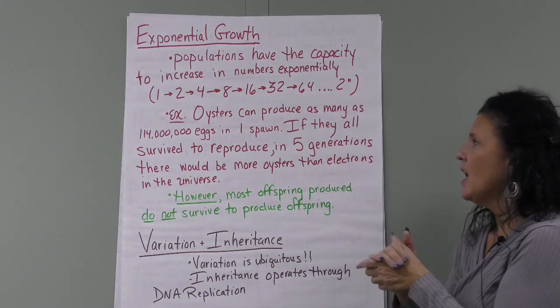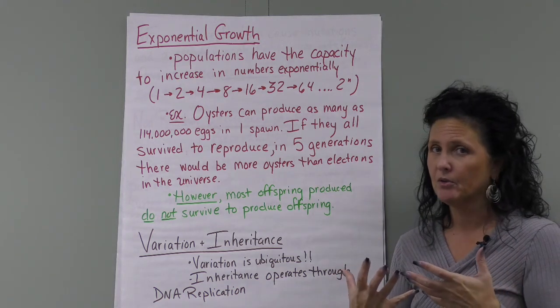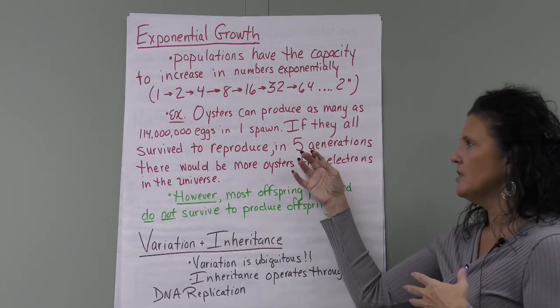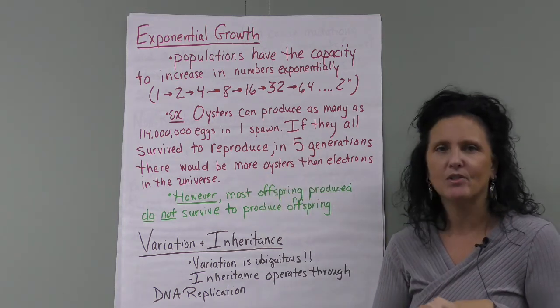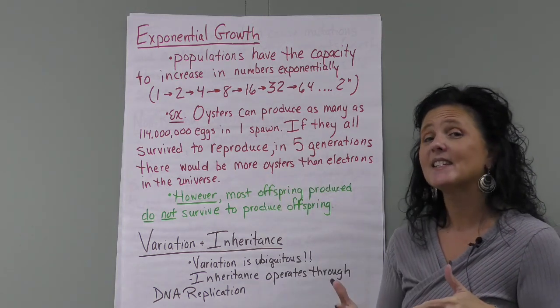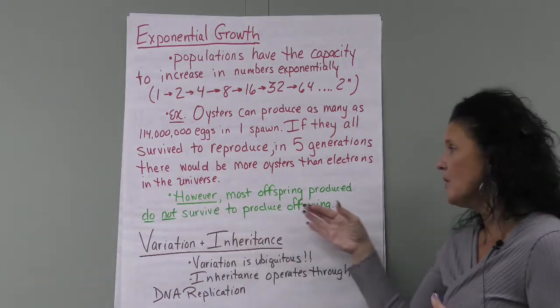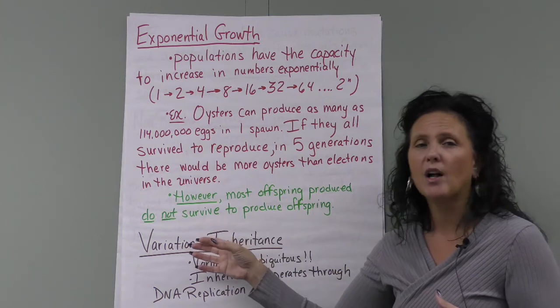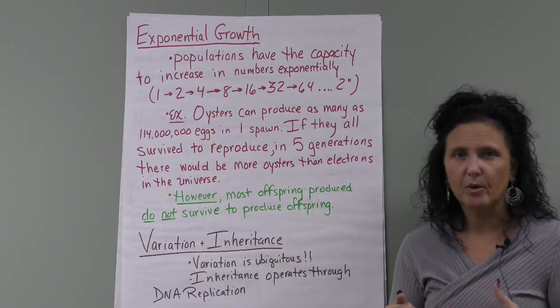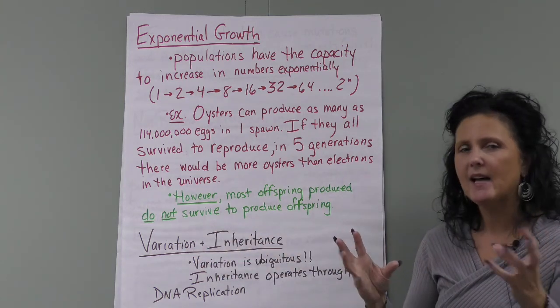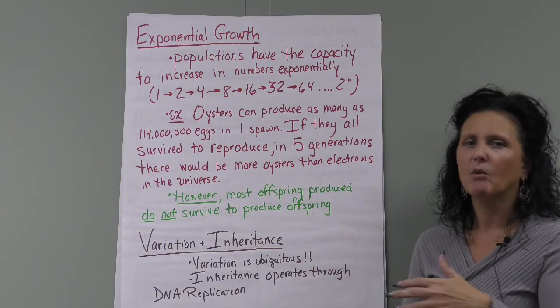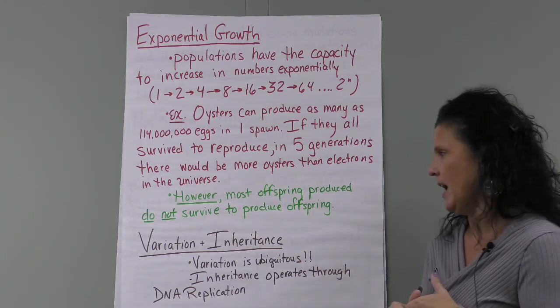114 million. If all of those survive and reproduce, then in 5 generations, there would be more oysters than electrons in the universe. So obviously, they don't survive and reproduce, right? Most of those offspring that are produced do not survive and therefore don't produce offspring. So this is the limiting capacity to our exponential growth within whatever species we're looking at.